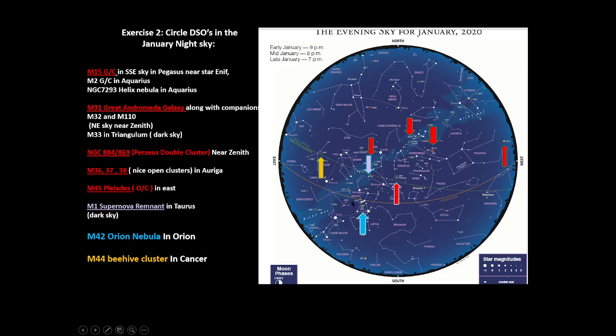M42, the Orion Nebula, is pretty high up in the southeast at this point, perfect for observation. M36, 37, 38 in Auriga, M1 in Taurus, right? The Perseus Double Cluster, and the Andromeda galaxy. So these are the brightest objects. There are other objects, obviously, that you can see as well. If you wait late enough in the evening, you can even see M81 and M82.